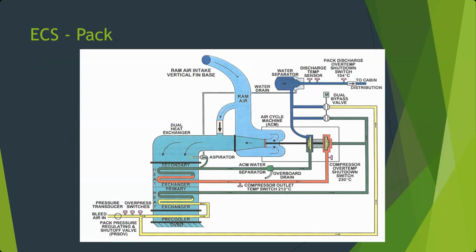Actually, sorry, that's air going there. The water comes from the water separator. So we use a little bit of air to run our aspirator. That's almost like a fuel nozzle. It uses air to shoot water over our heat exchangers.